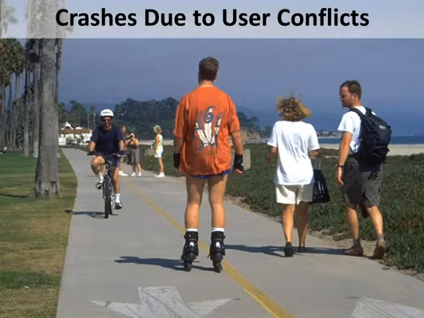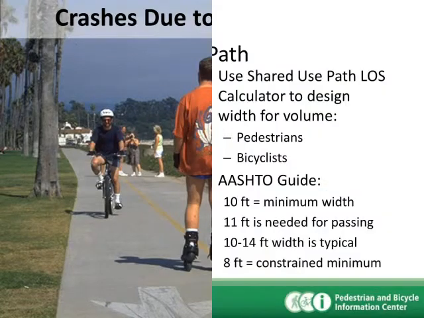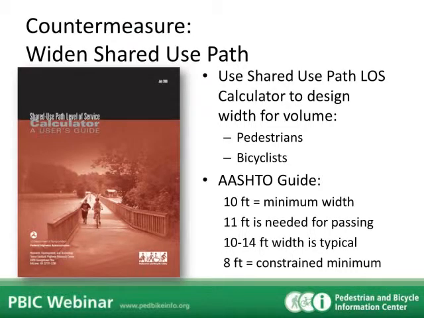One of the things that we know is that quite often there's user crashes just due to user conflicts. As Bill just mentioned, you have a wide range of users on trails, from pedestrians and bicyclists, and then various other types of users. And so one of the things that we always look at right away when there's user conflicts is just to look at the width of the path. And there's the calculator here. You can see the user street guide and look at level of service, and then look at either current use or anticipated use, and start looking at what kind of width that you need for the different volumes for both pedestrians and bicyclists.